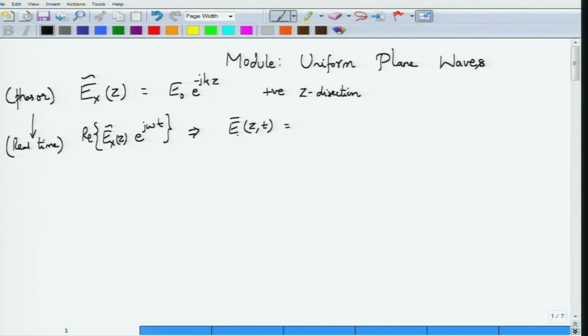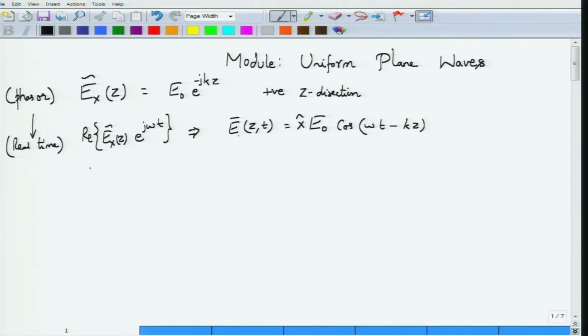To obtain this full expression, which involves time as well as the direction of propagation, you start with the phasor, multiply by e power j omega t, and then take the real part of it. So when you did that, you saw that this is given by x hat, indicating the orientation of the electric field, E0 being the amplitude, cos of omega t minus kz. So these are the only wave components that we saw in the last module.